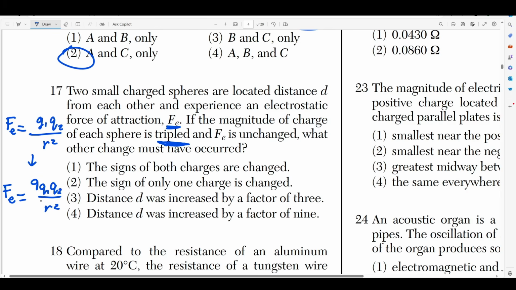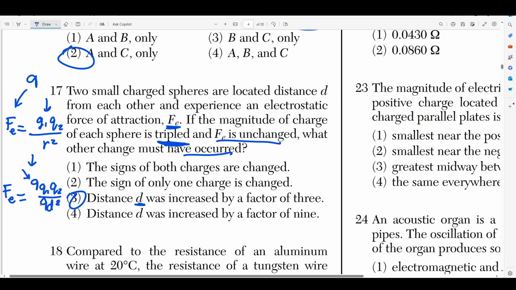But here, if we multiply the numerator by 9, that means that our electrostatic force is also greater by a factor of 9. But here it's saying that Fe is unchanged. So what other changes must have occurred? So how can I cancel this 9 out? I can cancel this 9 out by increasing d by a factor of 3. Right? Because look what happens when I increase r or d, the distance between them. Here, d and r can be used interchangeably. It's d squared. So if I increase d by a factor of 3, if I have 3d squared, I'm now left with 9d squared.